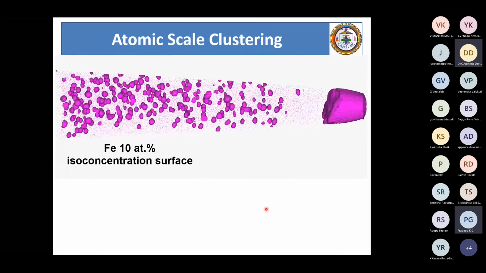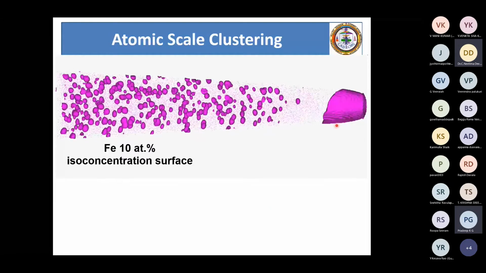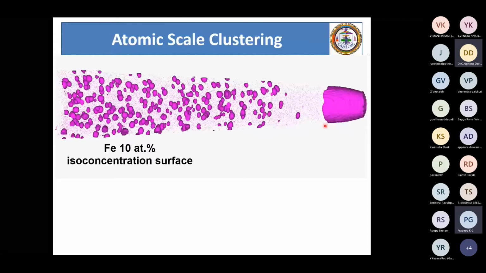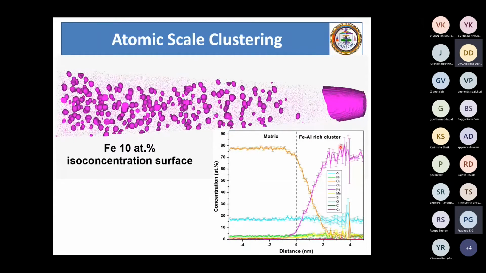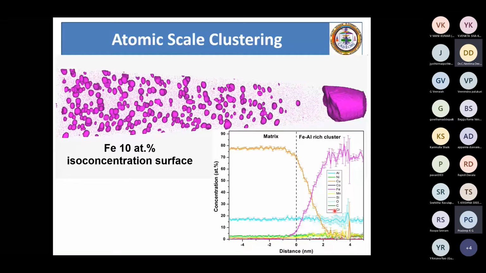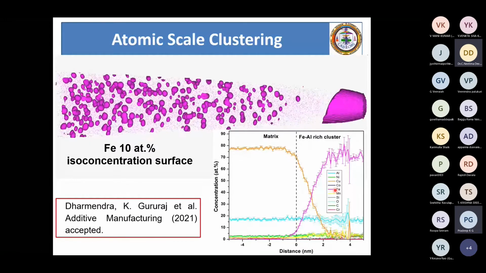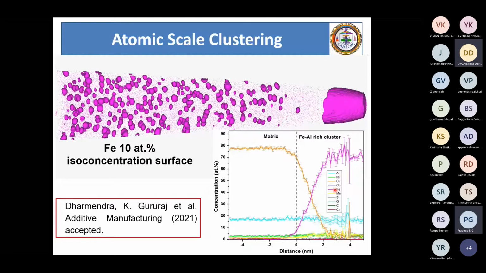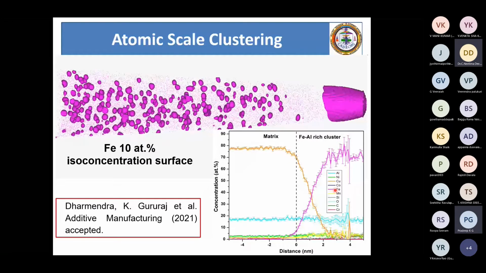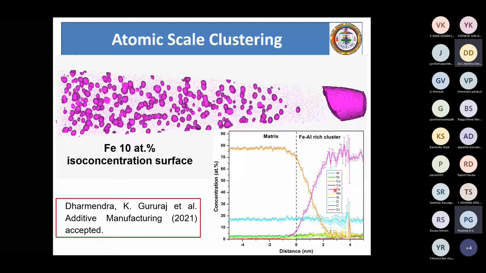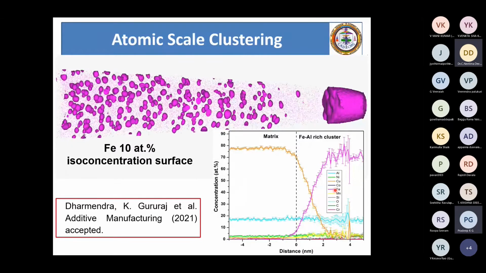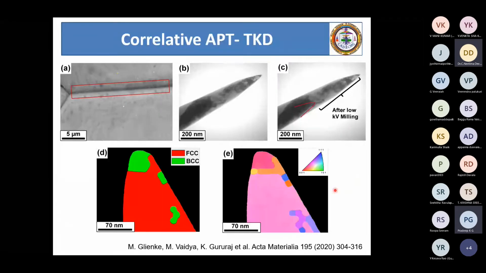Then you can identify all these nanoscale and the bigger globular precipitates, or iron-rich precipitates. You can quantify them to be iron-aluminum-rich clusters present inside. So this is the way you can correlate length scale information from micrometer to nanometer until you can reach the atomic scale. Now a similar correlative analysis has been done for grain boundaries.